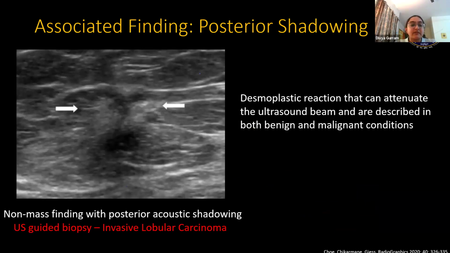So here, we mainly picked up this non-mass finding because of the posterior acoustic shadowing that it's creating. Once we see this shadowing, if we look anteriorly, we see that there is this focal area of architectural distortion and hypoechoic area, which could have been easily overlooked had there not been this posterior acoustic shadowing. Ultrasound-guided biopsy in this case showed an invasive lobular carcinoma.